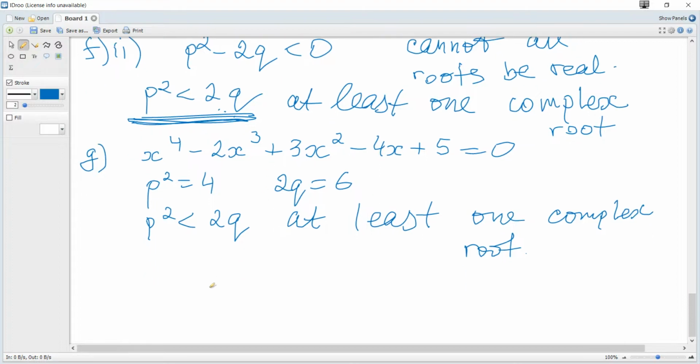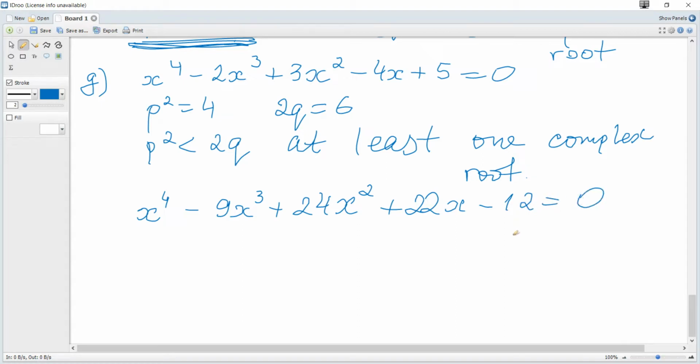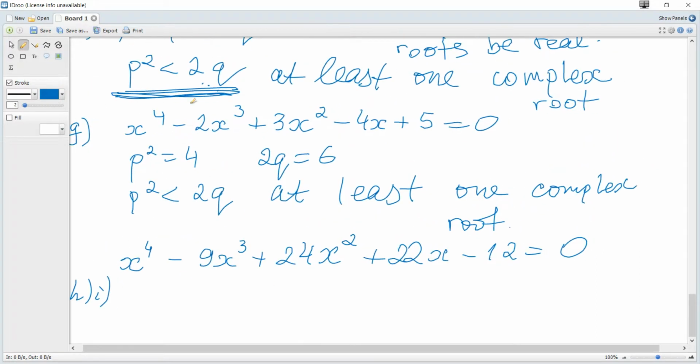The next, the equation x to the power of 4 minus 9x cubed plus 24x squared plus 22x minus 12 is 0 has one integer root. Hi. State what the result in part fii, again this condition, tells us when considering this equation.